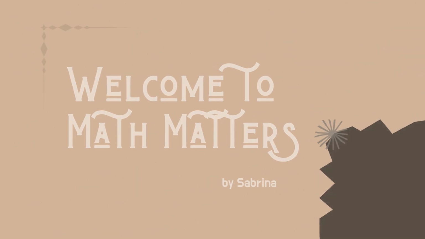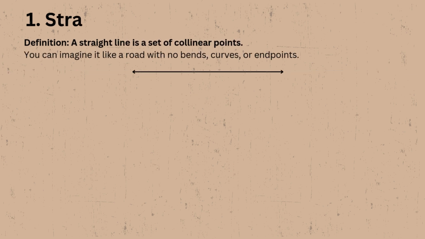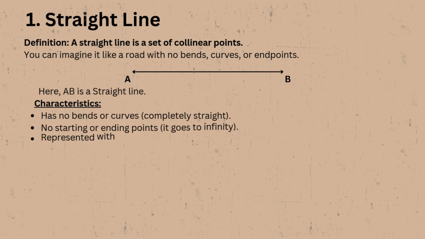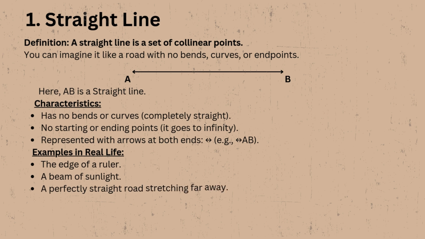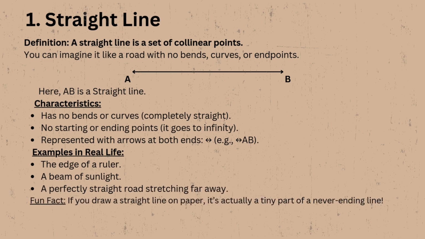At first, let's know about what is a line. A line is a set of collinear points. But when we are talking about a straight line, it means it doesn't have any bends or curves or endpoints. As you can see in the picture, it is a straight line figure and this is named as capital A and B, but it doesn't have any comma or end in between them. Just AB is a straight line.